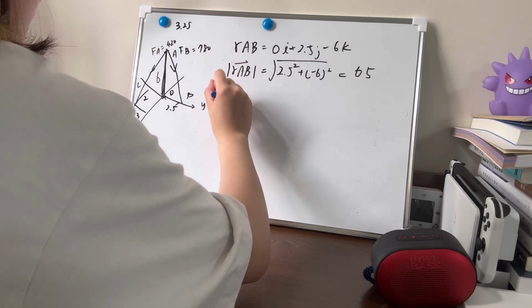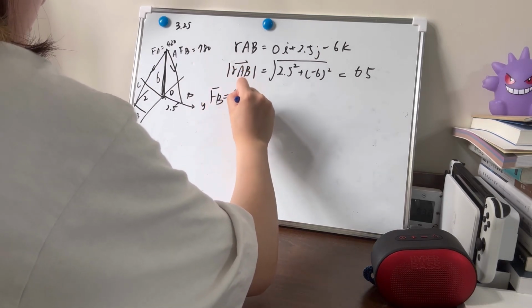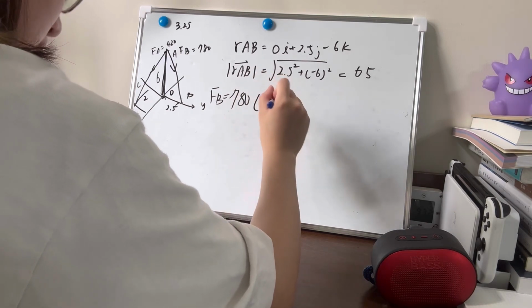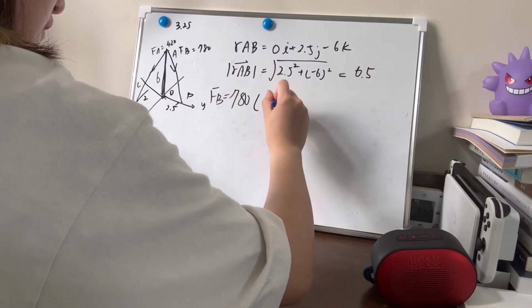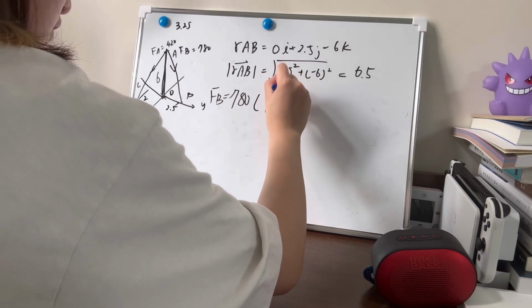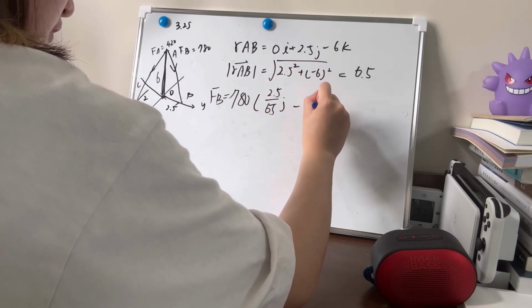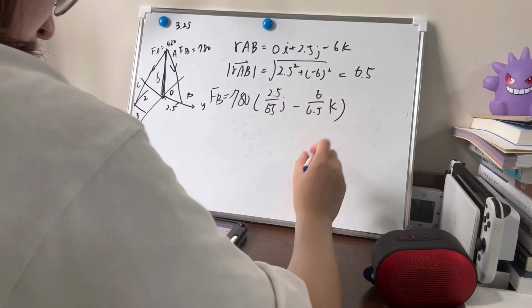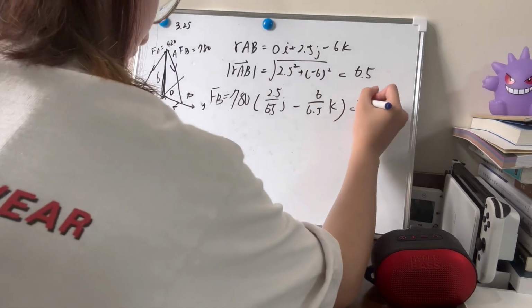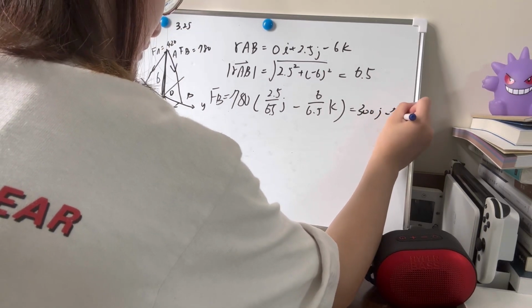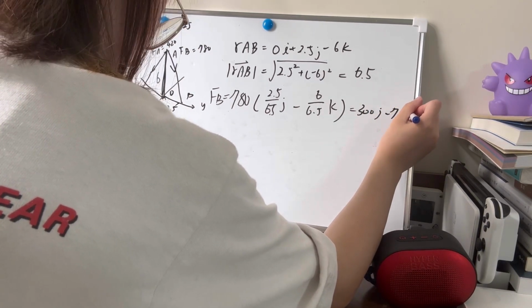So FB, F, and we have to times the unit vector. Okay. And we know the answer is 300J and minus K.